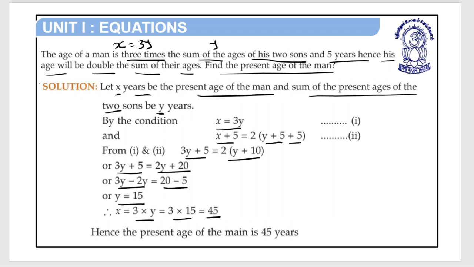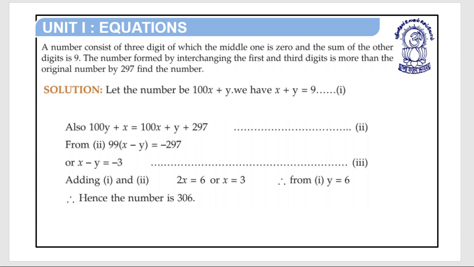Hence, the present age of the man is 45 years. Because we have considered x years to be the present age of the man, x is equal to 45. Answer is 45 years. Next.